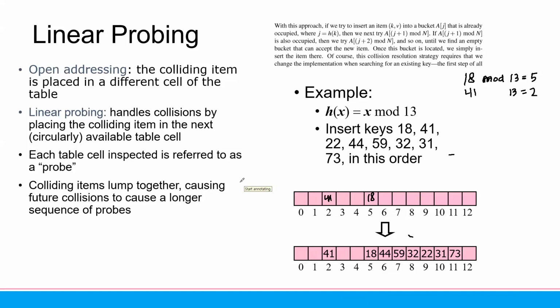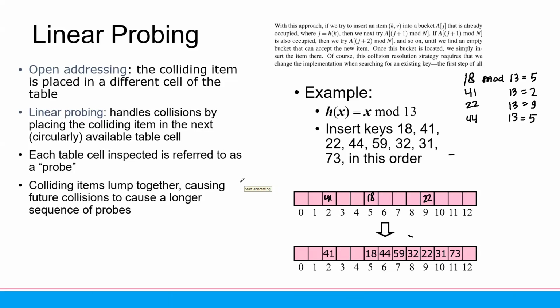Okay, I put 41 in the index 2. What is 22 mod 13? It is 9. Okay. I can put the index 9, the value is 22. Key is 22. What is 44? 44 mod 13 equals 5.